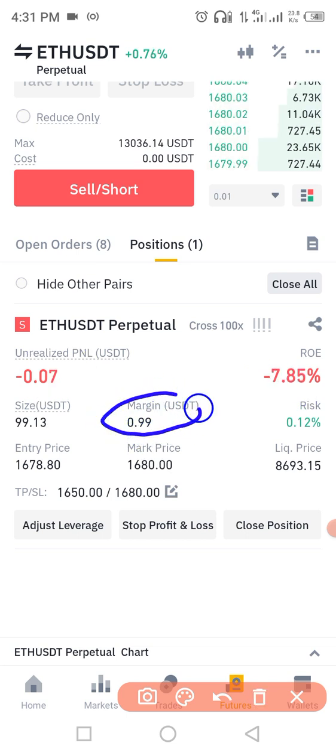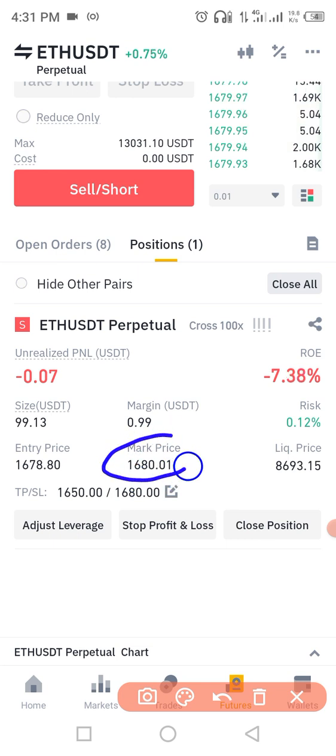This is the amount of money I used to open the trade. Remember, I used just $1 to open this trade. Okay, so you can see it here. Then this is the mark price, meaning the current price of the crypto asset. Okay, then the entry price there means the price at which I entered the market. Okay, so this is basically how you do some of these things.